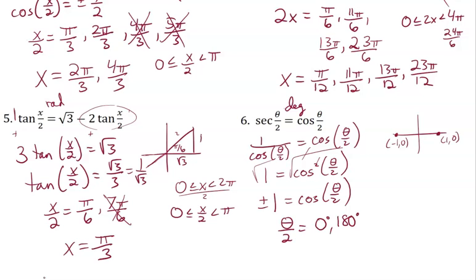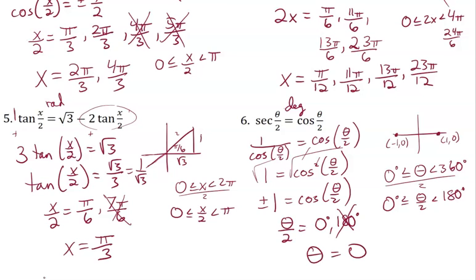Let's check the interval where theta can occur. If theta can be between 0 and 360, not including the 360, then theta over 2 has to be between 0 and 180. Is it less than 180? No, it is not. It's equal to that, so we do not include that. So theta over 2 equals 0 is my only option there. Multiply both sides by 2. Theta equals 0. You do need degrees there, 0 degrees.